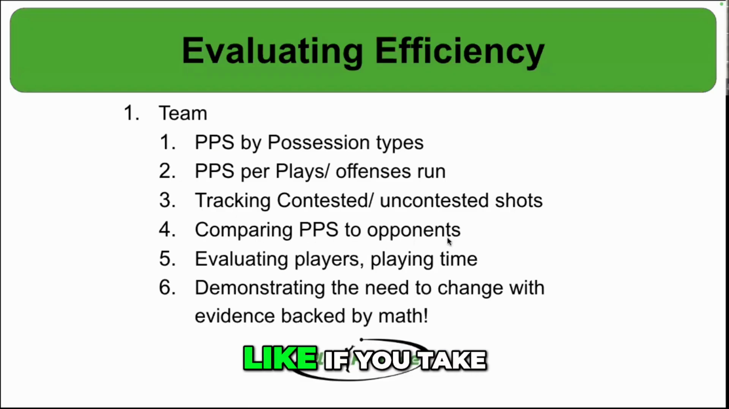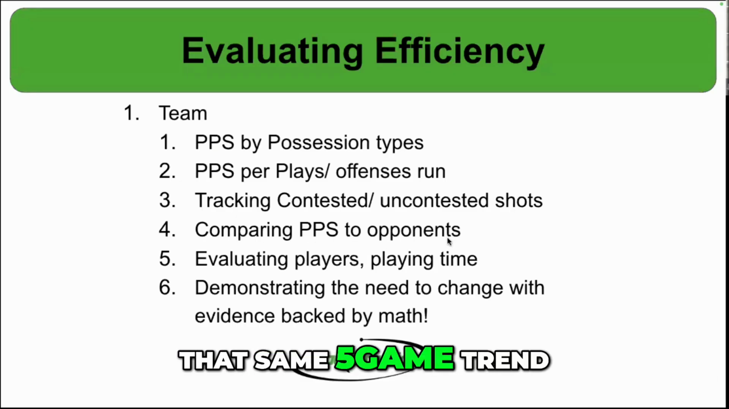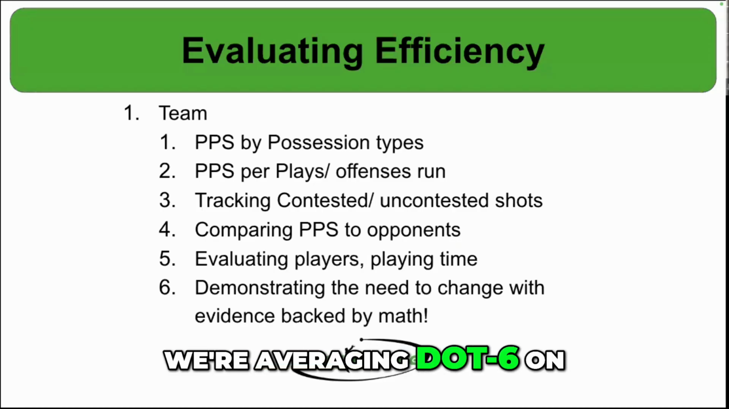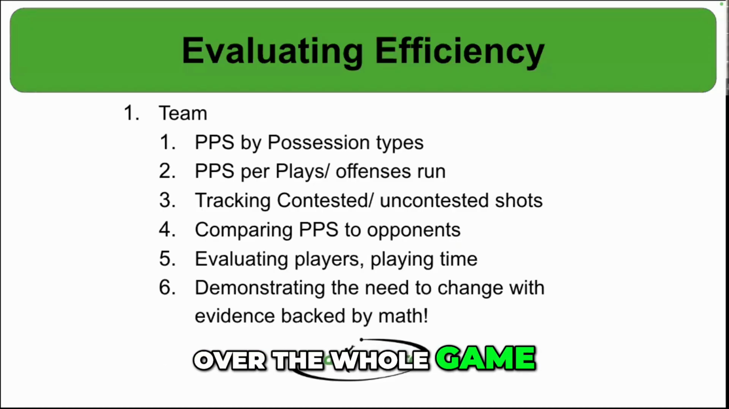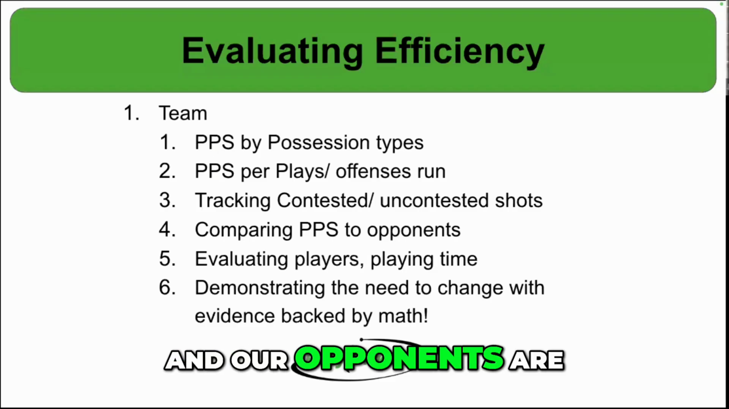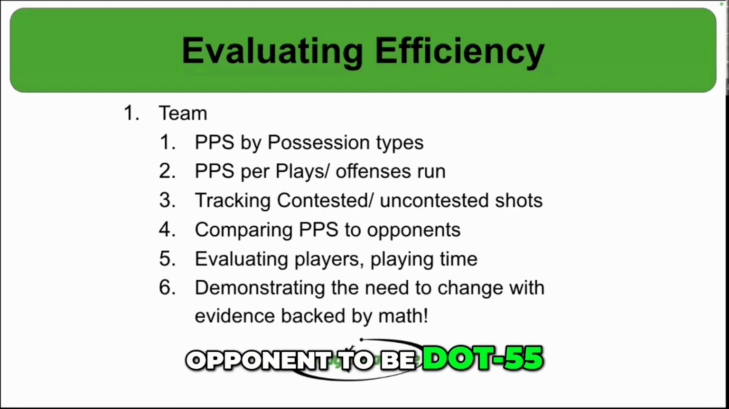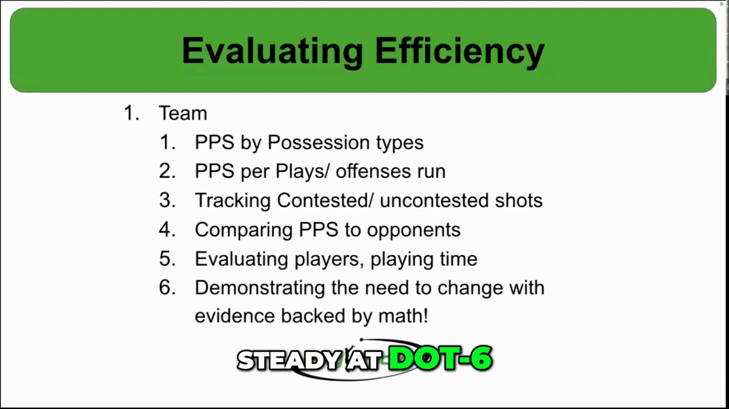And this is a great one. If you take that same 5 game trend, you can say, hey, we're averaging 0.6 on our points per shot over the whole game, over 5 games, and our opponents are averaging 0.62. And we've won 3 and lost 2 games. We're right there, but we need to work maybe more on the defensive side. Can we get our opponent to be 0.55 and we just hold steady at 0.6 and then we're winning all 5 of those games, right?